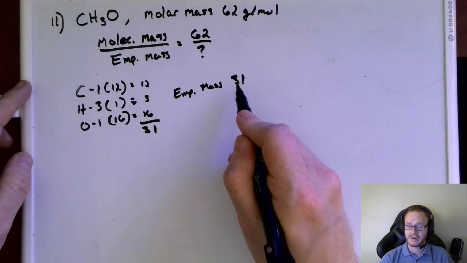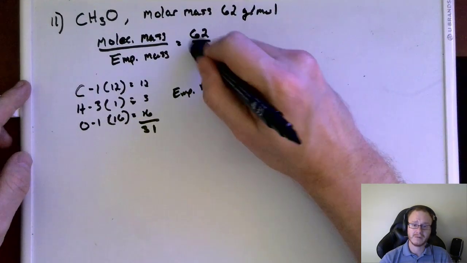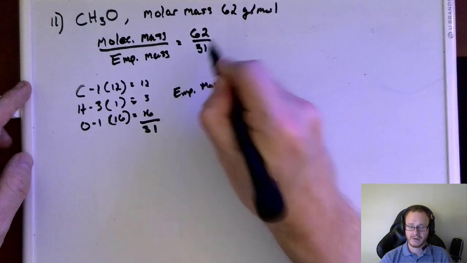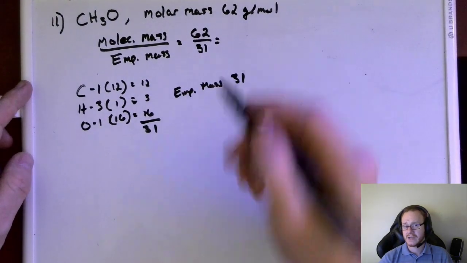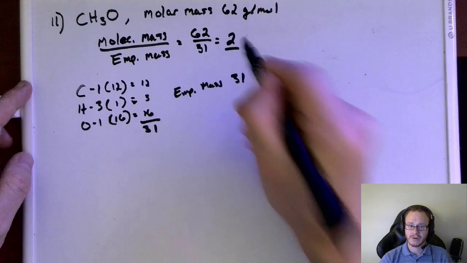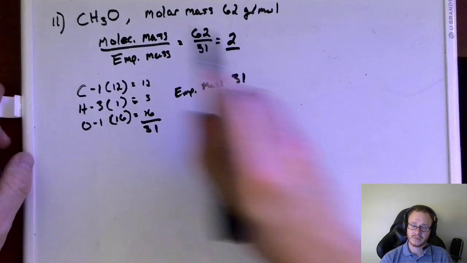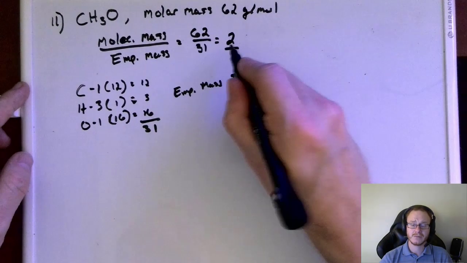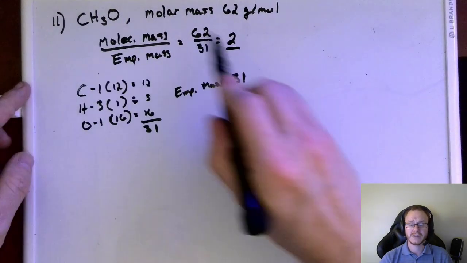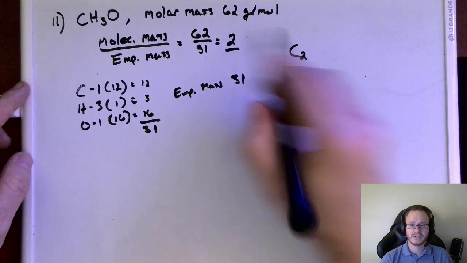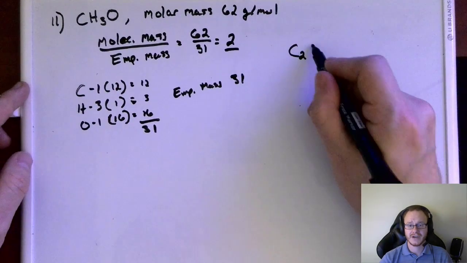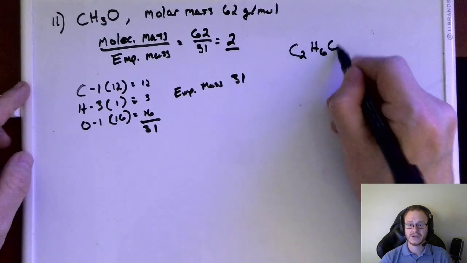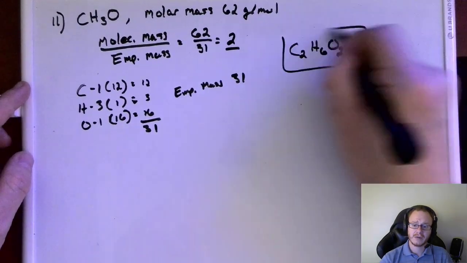But now that I know the empirical mass, I can go ahead and plug it into my formula. So I'll remove my unknown variable and plug in the empirical mass of 31. 62 divided by 31, molar mass divided by empirical mass, is 2. My multiplier is 2. All I need to do now is multiply the first formula by 2. So that is 2 times the carbons, C2, 2 times the hydrogens, H6, and 2 times the oxygens, O2. And that will be the final formula.